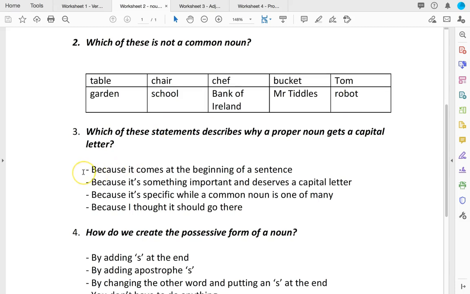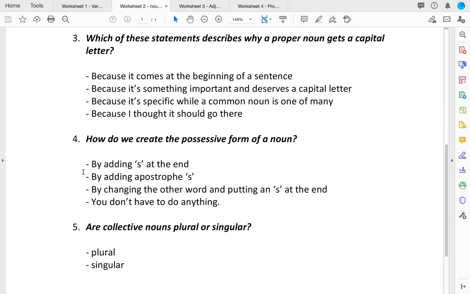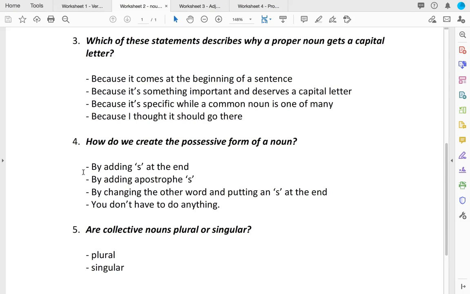Let's look at number 3. Which of these statements describes why a proper noun gets a capital letter? Because it comes at the beginning of a sentence. Because it's something important and deserves a capital letter. Because it's specific, while a common noun is one of many. Because I thought it should go there. Well, we know, having watched our video, that this is the answer to that question. Because it's specific, while a common noun is one of many.